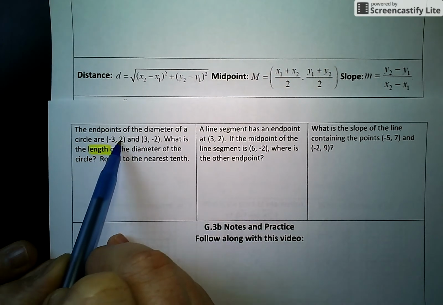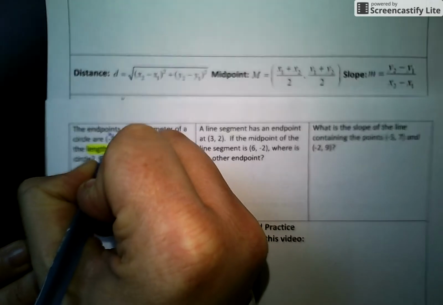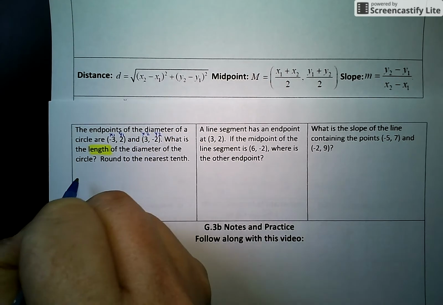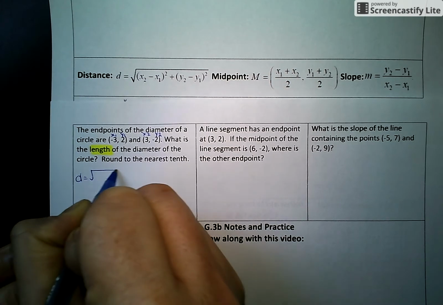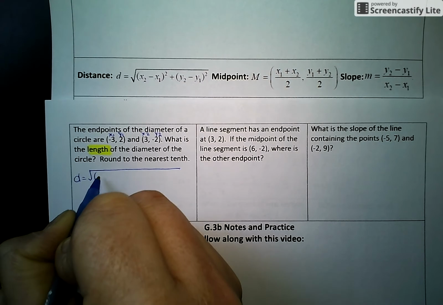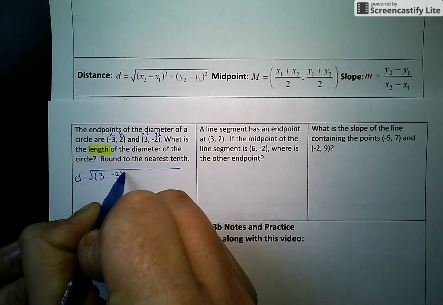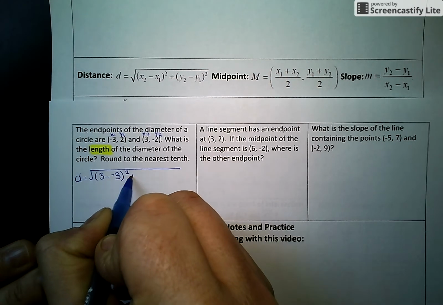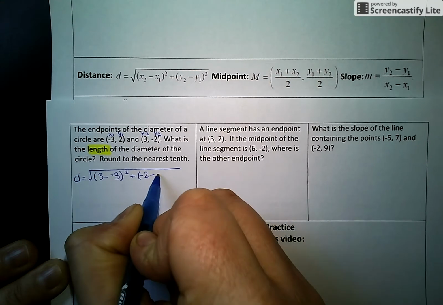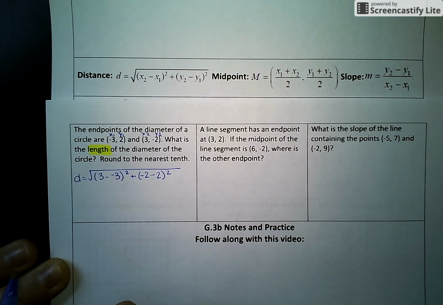I will use -3, 2 as x1 and y1. And I will use 3, -2 as x2 and y2. The formula calls for x2 first, so 3 minus x1, which is -3, squared, plus y2, which is -2, minus y1, which is 2, squared. Notice that the squares are on the outside of the parentheses.